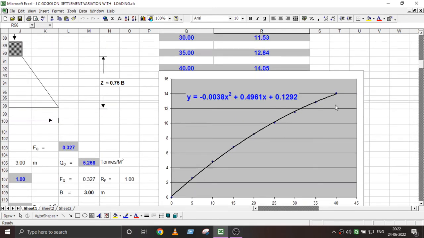And after drawing the curve, I got this equation. The X scale is loading, the Y scale is settlement. Settlement equals minus 0.003838 load squared plus 4.916 load plus 0.1292. This is a computer-generated equation. It is very approximate.